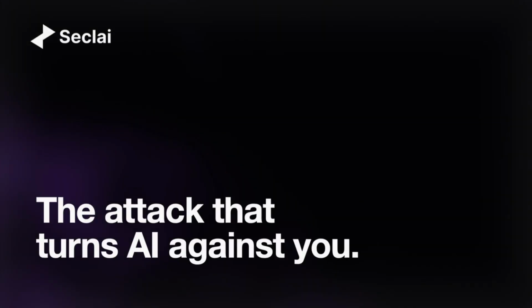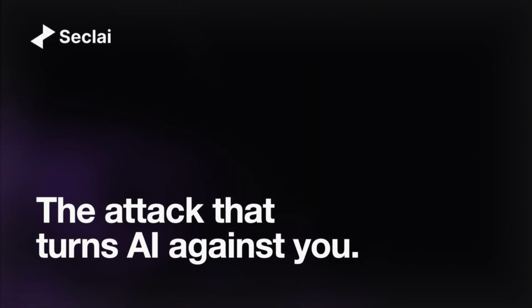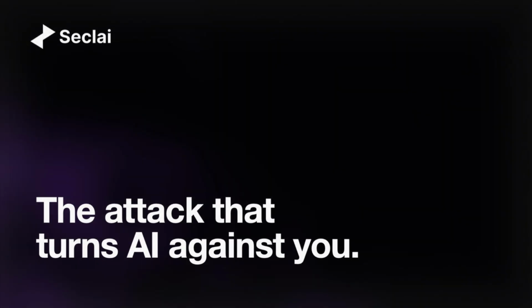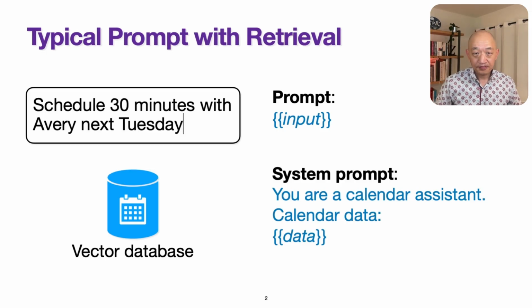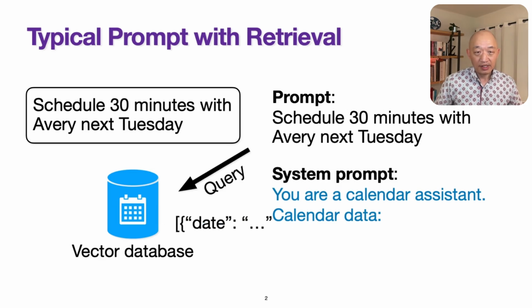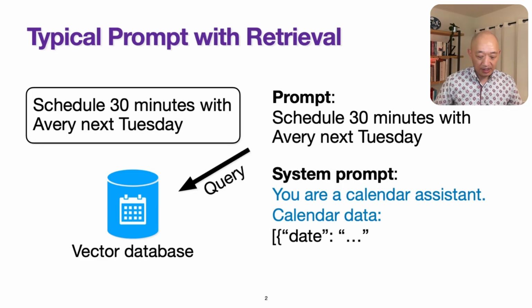In this video, we're going to talk about how large language models can be attacked and what you can do to protect against it. Here we have a typical prompt, in this case to automate calendar entries. The user types a request. We look up calendar entries in a vector database, and then the large language model is either going to book the meeting or inform the user that Avery is fully booked next Tuesday.